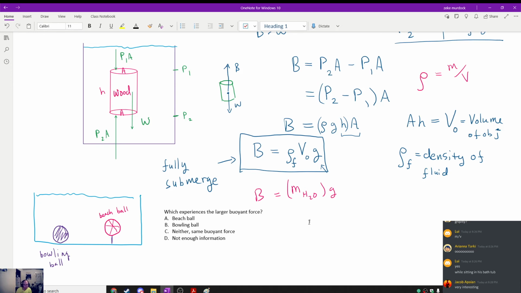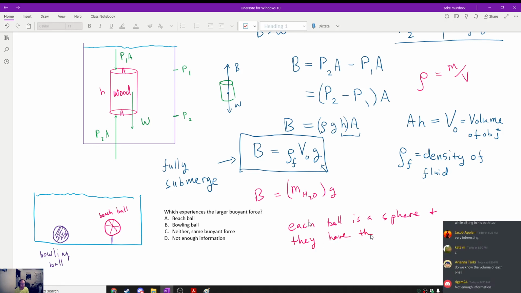I want everyone to just think about it for a moment and put your answer in the chat. You can take your time, no rush. I'm not going to tell you the volume. I'm just telling you that they're both spheres and they have the same diameter. They're the same size, basically. And this little line here is just that we're tying the beach ball down to the bottom because otherwise it'll float up.